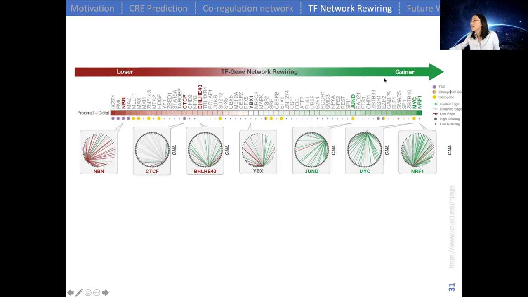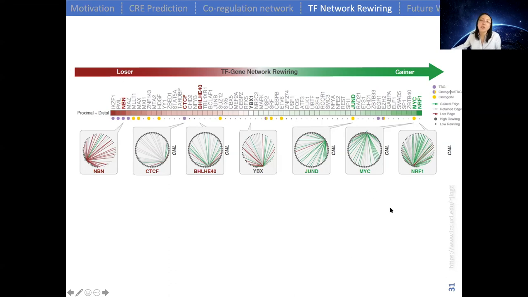As you can see, many of the oncogenes appear in the gainer group because they gained a lot of activity in tumor samples. And many of the tumor suppressor genes, like PML, fall into the other end of the spectrum. And then we can see some transcription factors, for example MYC, that we consistently see gained a lot of activity in multiple tumor samples.